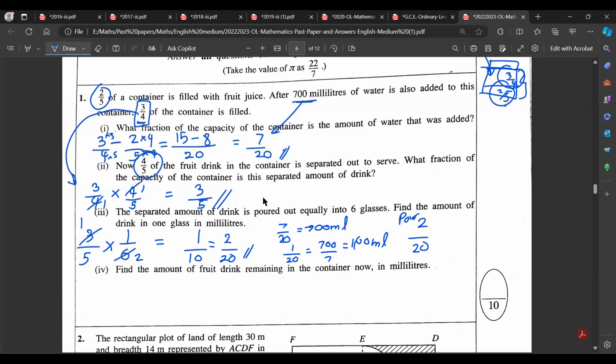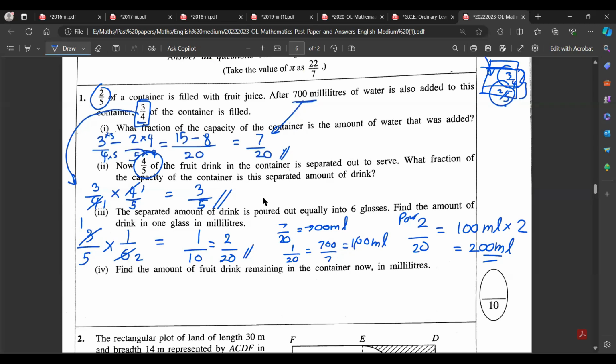They ask you this one. The glass part is 2 out of 20. 1 part is 100 milliliters. You have to multiply by 2. It is 200 milliliters. The glass part is 200 milliliters. Okay. Now they ask, find the amount of fruit drink remaining in the container now in milliliters.